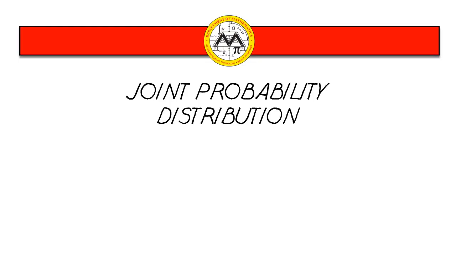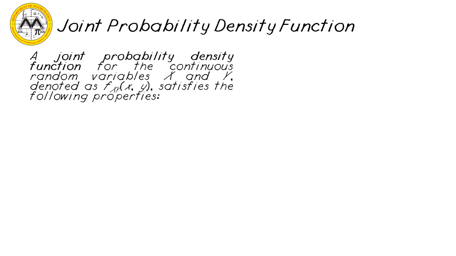So we're now going to continue our discussion about joint probability distribution. This time we're going to have a continuous random variable. We will be discussing two random variables which are both continuous. So for this one, a joint probability density function for the continuous random variables x and y, denoted by f sub xy of x, y, satisfies the following properties.